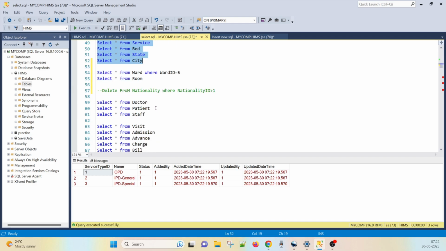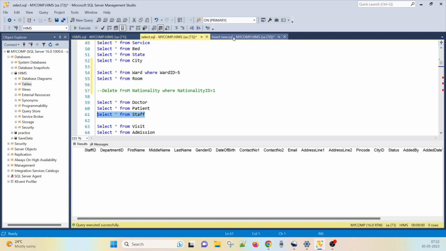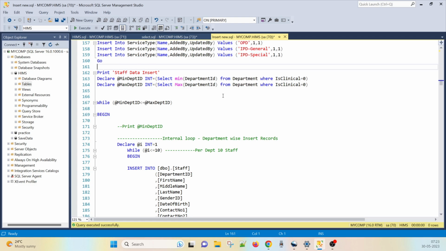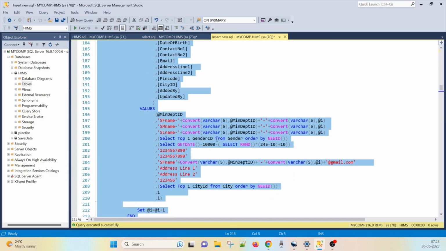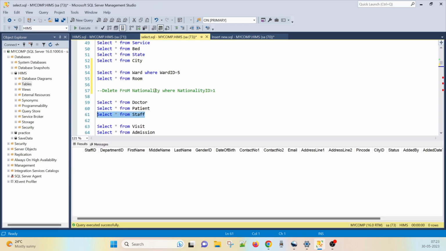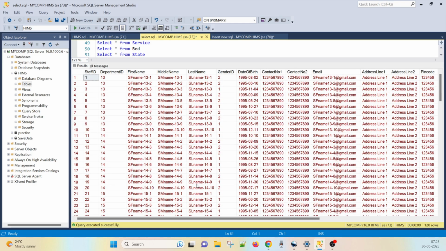And let's see about the staff. Right now there is no record in the staff table. Control R. So what it does, it inserts the data in the staff table. So let's start. First of all, I am inserting this data, and yes, the staff data is inserted. 120 records are inserted into the staff table. So I created the test data here.